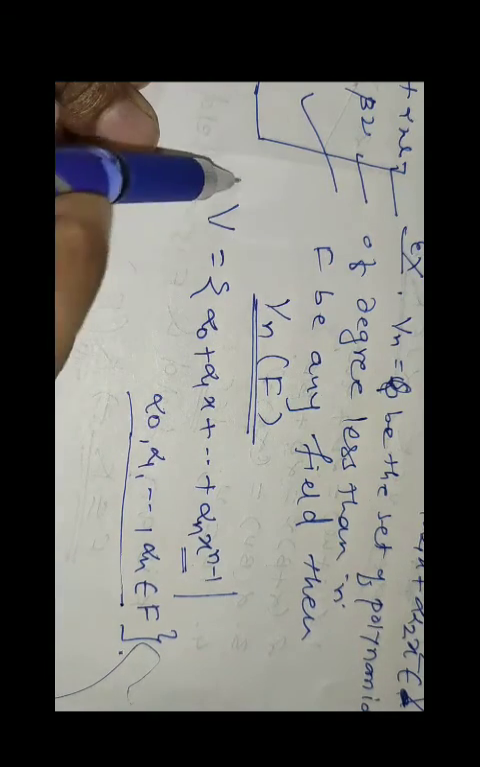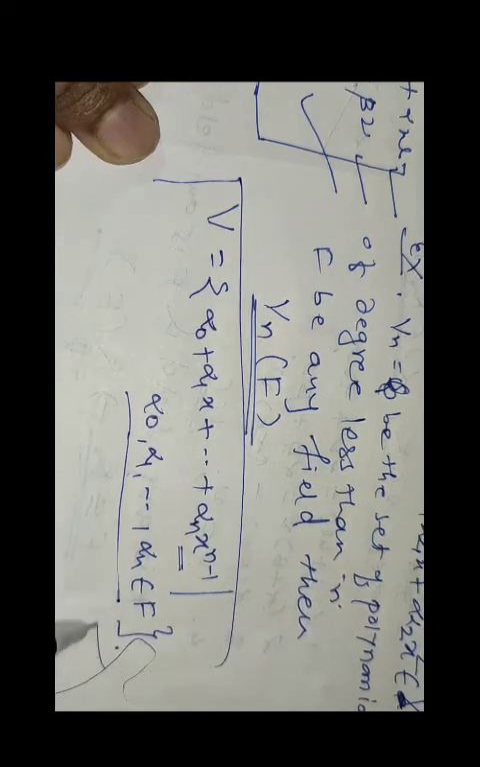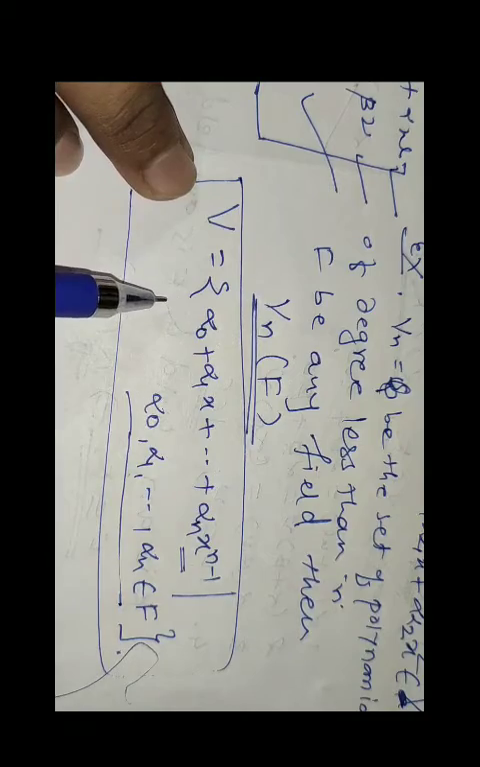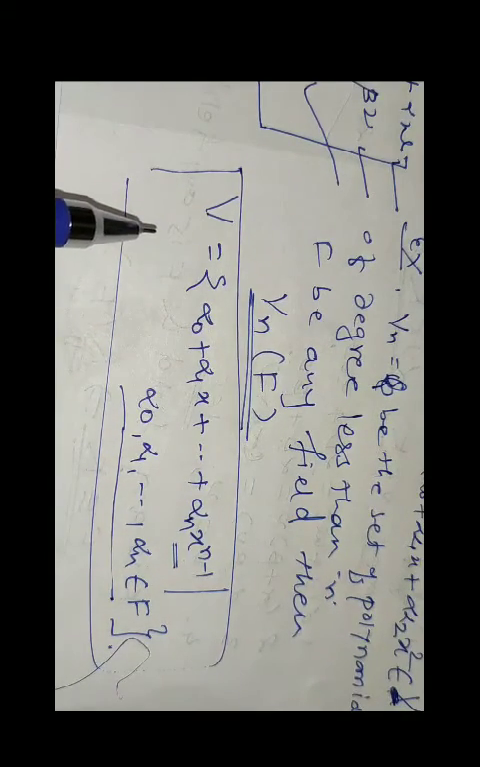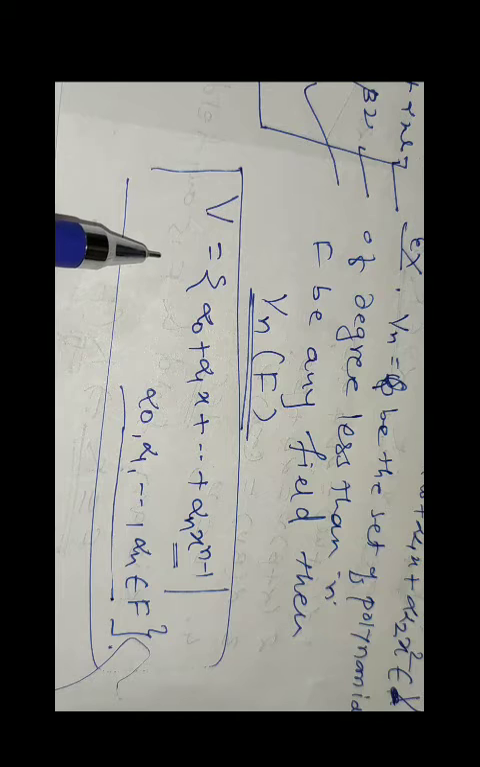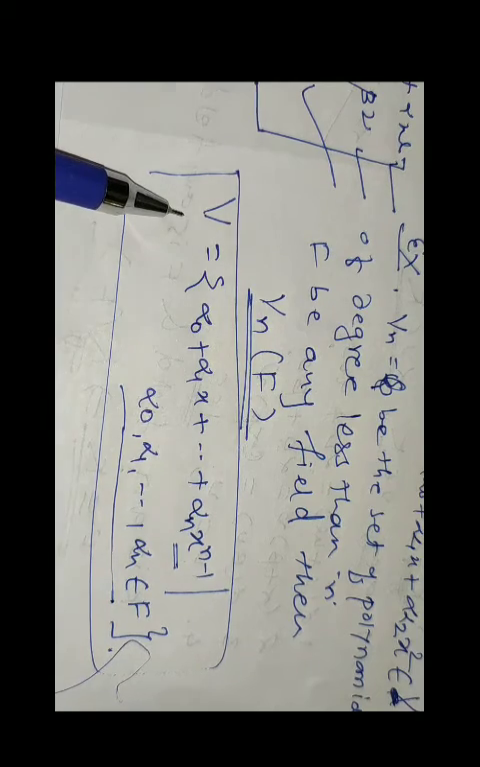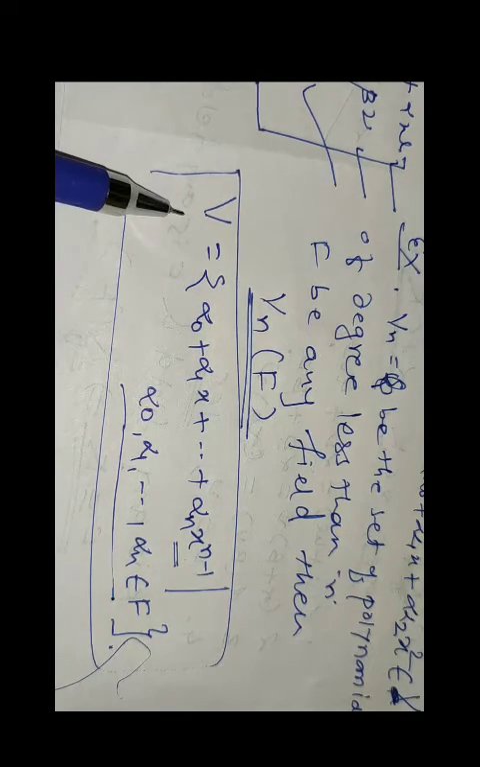So this is also an example of vector spaces with regular addition and regular scalar multiplication. That means the usual addition of polynomials and the usual multiplication of polynomials are taken as operations. We will show that this set V is a vector space.